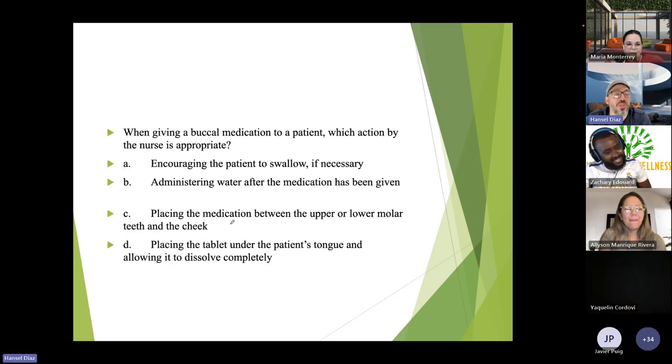When giving a buccal medication to a patient, which action by the nurse is appropriate?